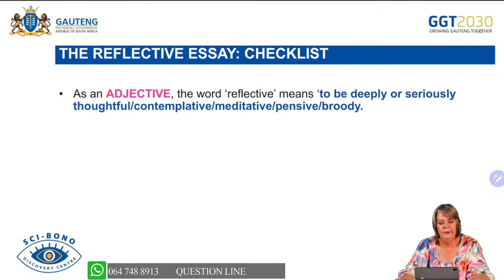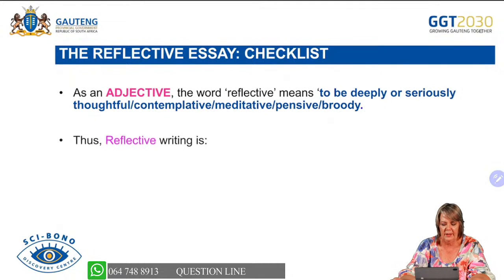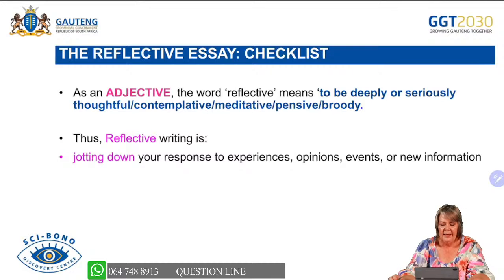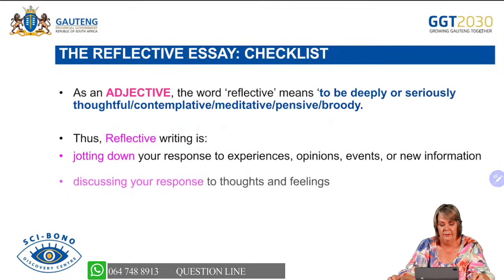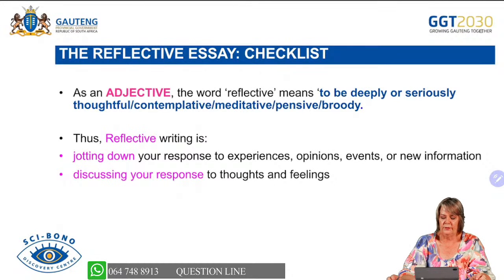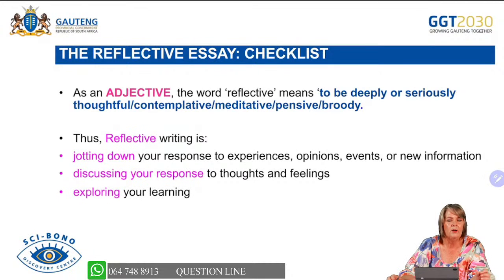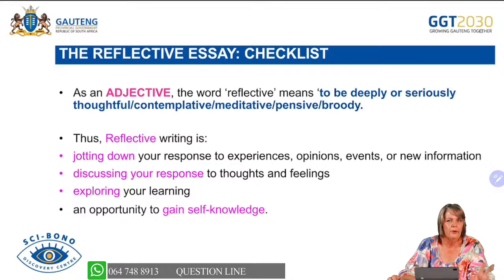As an adjective, the word reflective means to be deeply or seriously thoughtful, contemplative, meditative, pensive, or broody about something. Thus, reflective writing is jotting down your responses to experiences, opinions, events, or new information, discussing your response to thoughts and feelings. Remember the intro. Exploring your learning: what did you learn from this experience? And then it also gives an opportunity to gain more self-knowledge.